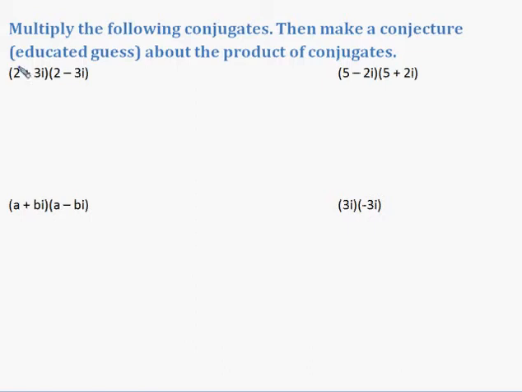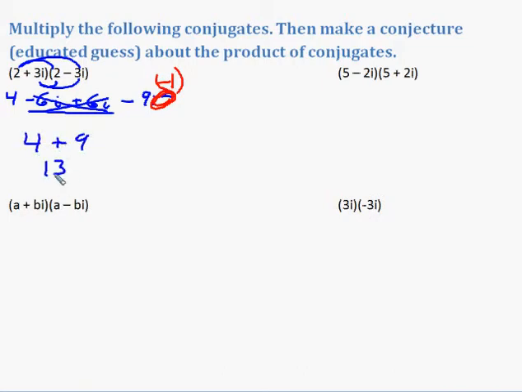I'll multiply it out this time, but maybe next one we'll use what we've learned before. So we have 2 times 2, that's 4. 2 times negative 3i is negative 6i. 3i times 2, positive 6i. And then 3i times negative 3i is negative 9i squared. Looking at these two, that just becomes 0. Over here, we remember that i squared is equal to negative 1. So we actually just have 9 times negative 1, so 4 plus 9, which is 13. So we multiplied the conjugates together, and we ended up with 13.